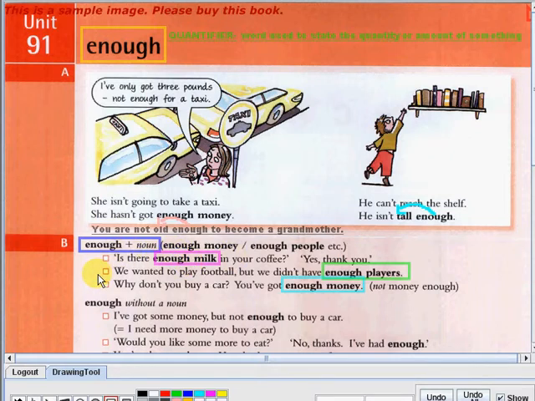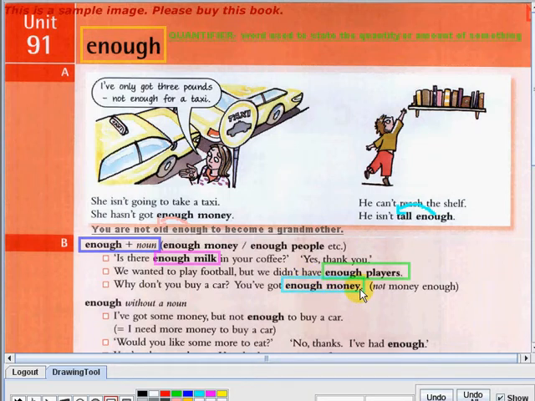So now let's go to sentence number 2. We wanted to play football, but we didn't have enough players. So how many players are there in your football team? So they don't have enough players. That's why they can't play football. Now let's proceed to the third sentence. Why don't you buy a car? You've got enough money. So how much money does that person have? That person has enough money.